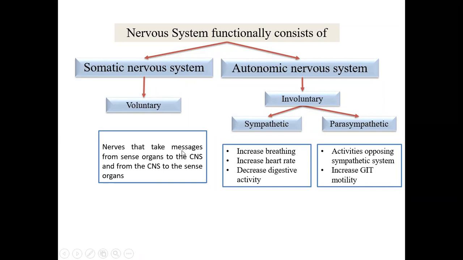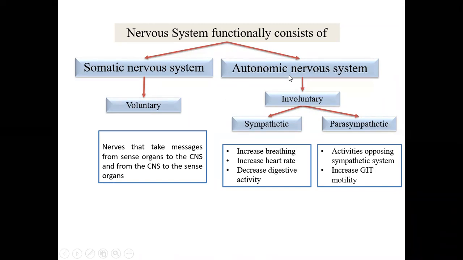The nerves that take messages from the sensory organs to the CNS and from the CNS to the different sense organs. Sense organs include all the limbs and other things, the nerves supplying the muscles of the limbs, upper limb, lower limb, everything.